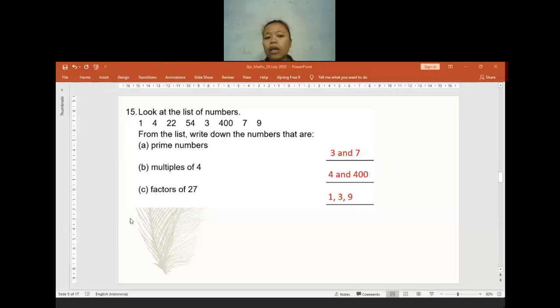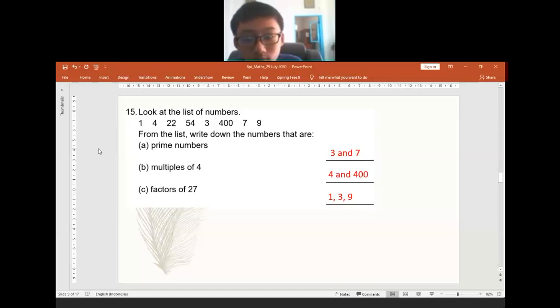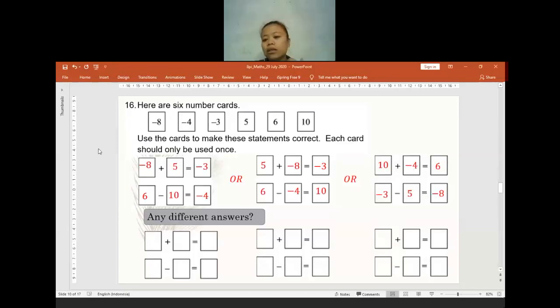Is there anyone having any question regarding question 15? No? Okay. If you have no question, I will move to question 16. For question 16, there are so many possibilities. I found 3 possibilities. Is there anyone having any different answer?